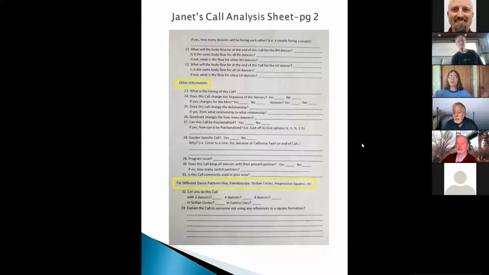So you're not dancing in 4 separate squares. They're all inside of one another. And it's really cool to dance that way if you've never done that. If you get a chance to, I would recommend you do it.